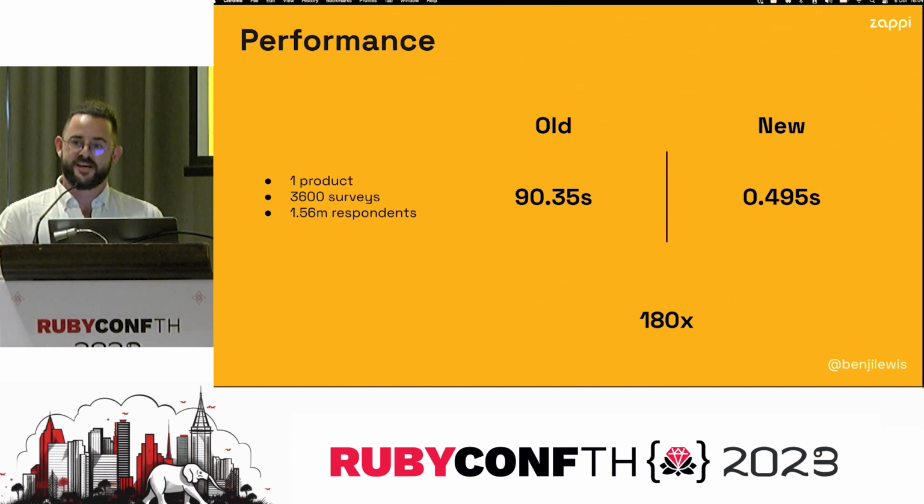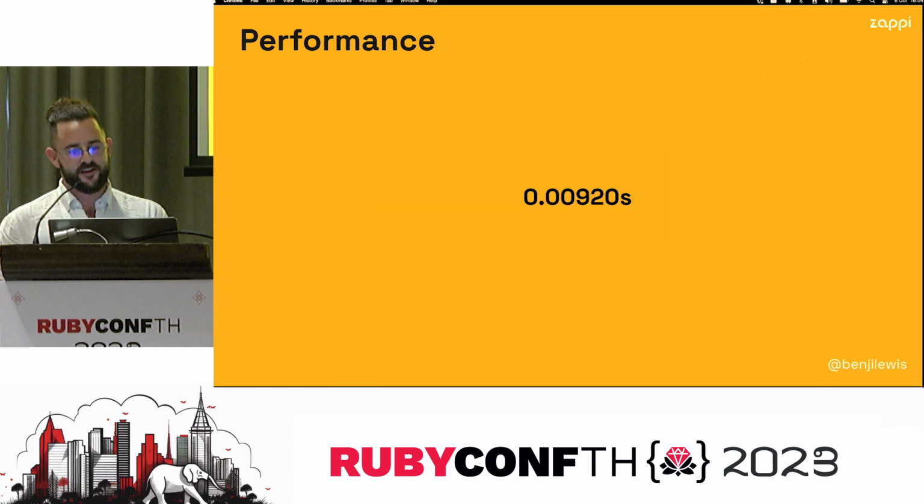I also did a quick test to see how fast it could return all of the data for just the age measure, and this took 9 milliseconds, which is for 3.6 million respondents. So that's without having that product scope. And this is so much faster because we don't have to traverse the graph to figure out that scoping business.